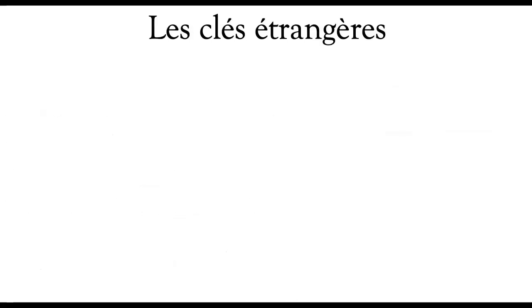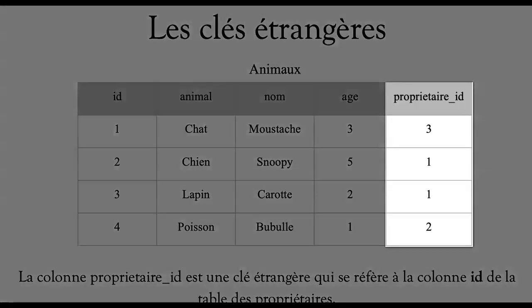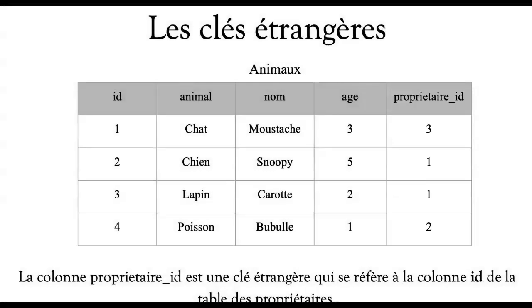Let's look now at a table with a foreign key. There is a table of the pets belonging to the owners of the previous table. Again, we have the ID column, which is the key to this table. There is a column for the type of animal, one for its name, one for its age, and the last is called ID owner. Therefore, it is a foreign key that relates to the ID column of the owners table.